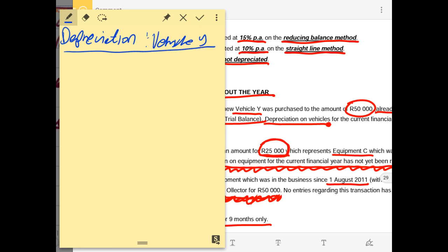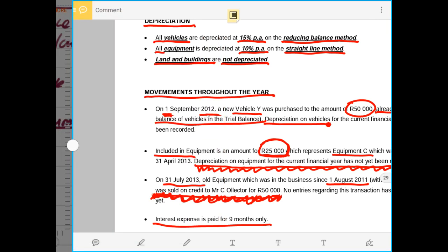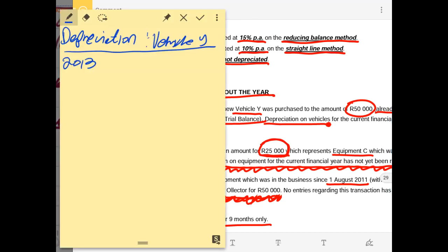And we know that vehicle Y was acquired in the year 2013. Remember, in the information given, they say in the year 2012. But remember, the 1st of September is during the accounting period that ends 31st of July 2013. Hence I write that as 2013, because the accounting period that ended 31st of July 2013 started on the 1st of August in the year 2012. So anything that took place in the year 2012 after July was for the 2013 accounting period. Hence the depreciation will be for the year 2013.